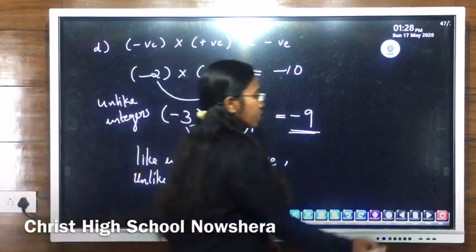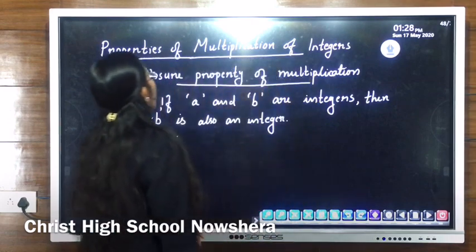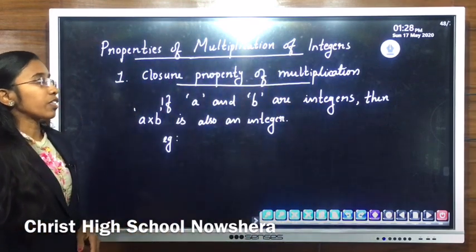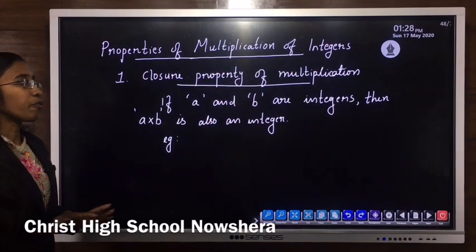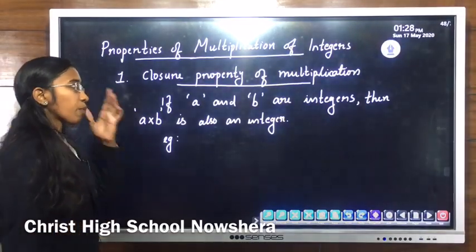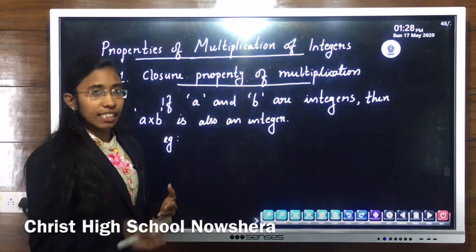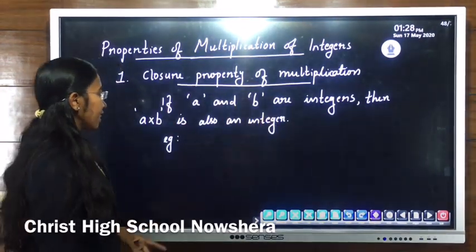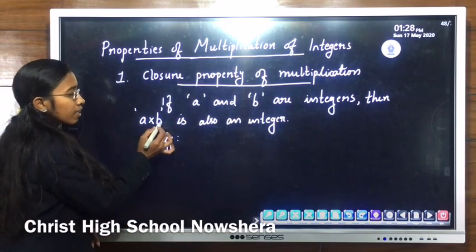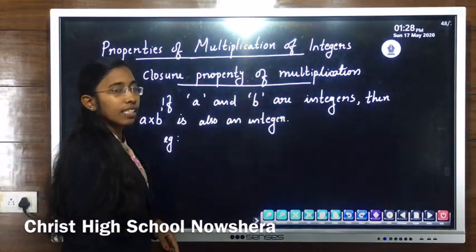So our next topic is properties of multiplication of integers. Our first property, closure property of multiplication. Closure property means, suppose we are taking two integers. Here if A and B are integers, then A multiplied by B is also an integer.